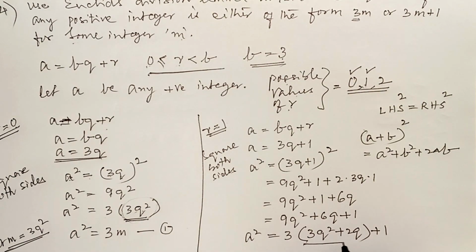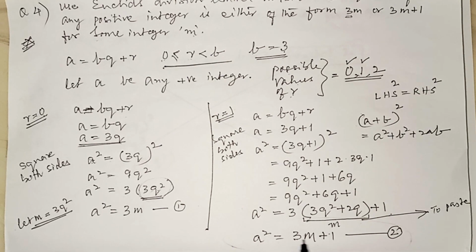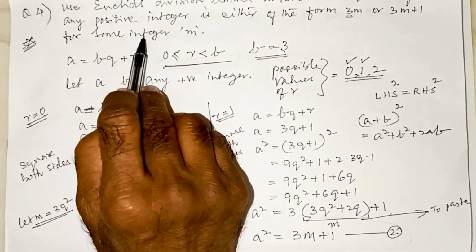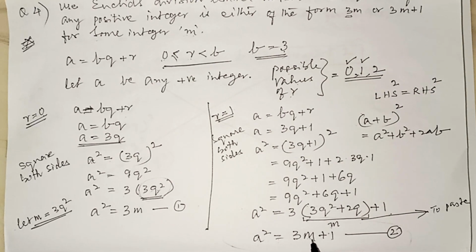Please remember, this is some integer which is represented by the letter m. After this, a square becomes 3m plus 1 because, as I say, whatever is written in the bracket is some integer which we want to represent by the letter m, which is already written in the question itself, some integer m. So this is some integer, and this you can write as m. We finally arrive at a square, which is equal to 3m plus 1. This is case 2.